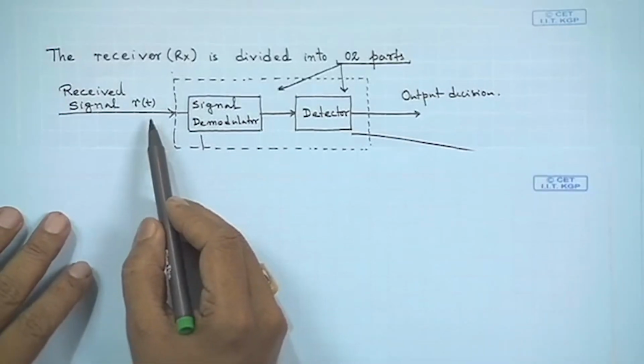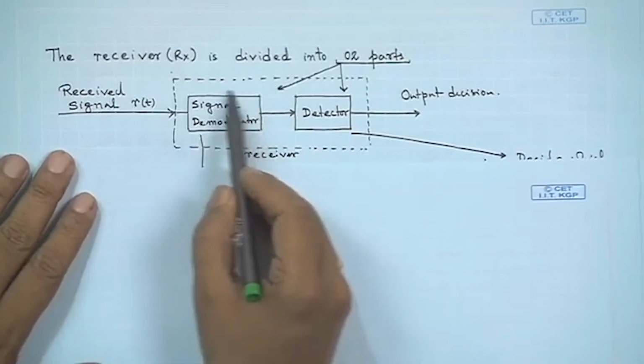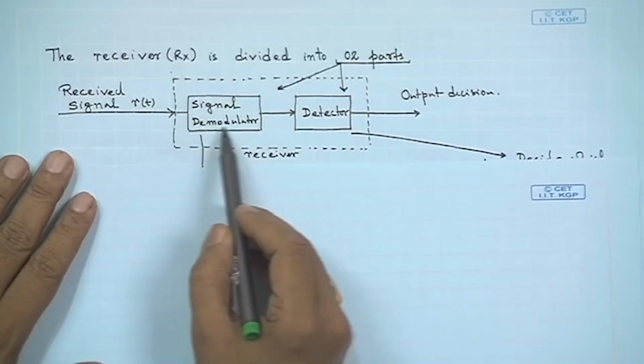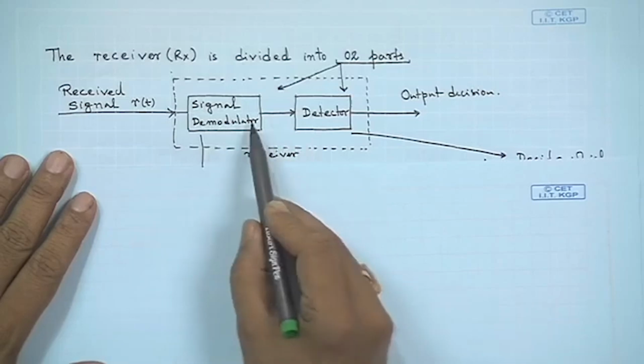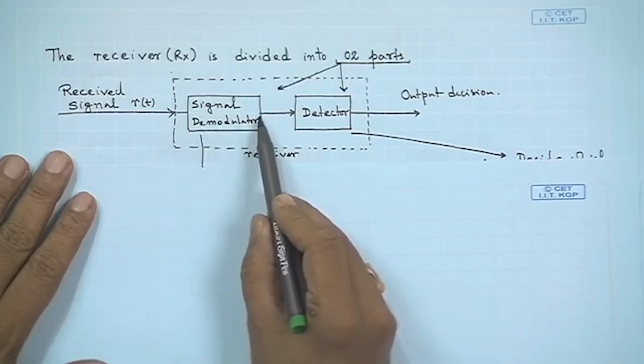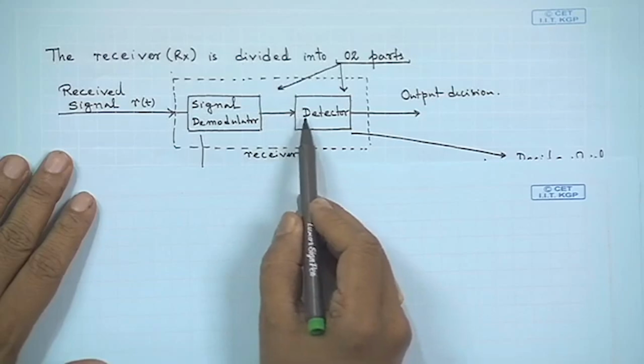So, in one part what we do is deconstruct or decompose the received signal into its components, and the second part would be using these components to detect which particular symbol was sent. So, what we have is the received signal r(t) comes in and it goes through the signal demodulator, right, and then it sends the output to the detector.